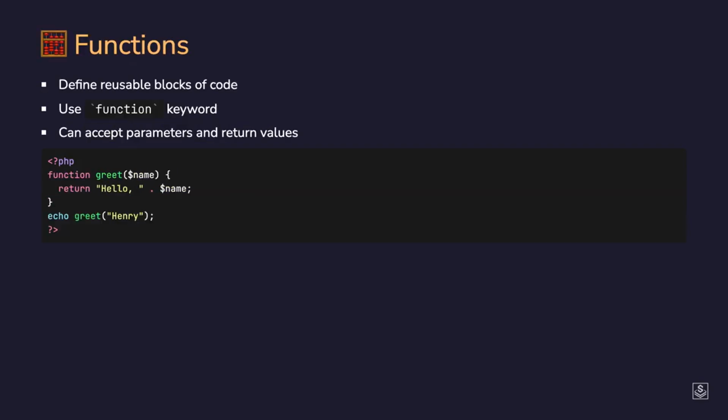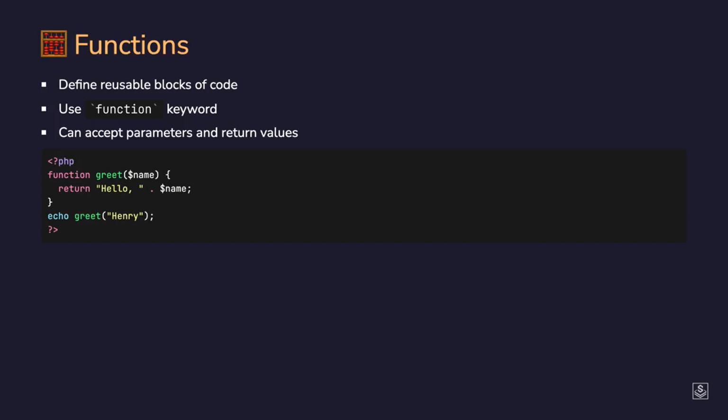Functions in PHP allow you to encapsulate logic into reusable blocks. You define a function using the function keyword, followed by the name and parentheses. Inside the parentheses, you can specify parameters. The function body contains the code to execute, and you can return a value using return.